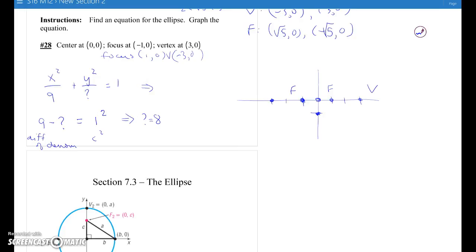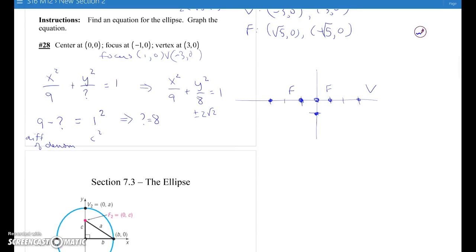So my equation of my ellipse is x squared over 9 plus y squared over 8 equals 1. So the difference in the denominators is 1. That's the distance from the center to the focus. So then under the y, I have plus or minus 2 root 2. So that's going to be about 2.8 or so. We know it's less than 3. So we'll just estimate it here. Make sure it's symmetric though, and then draw the ellipse on your graph.